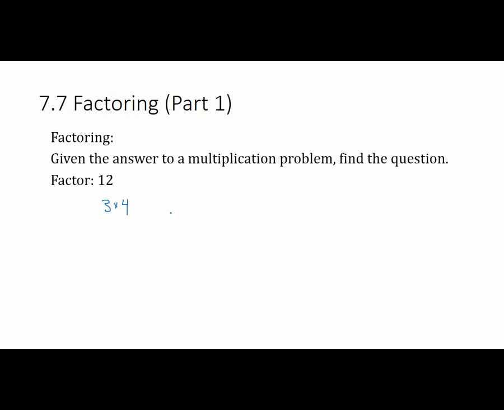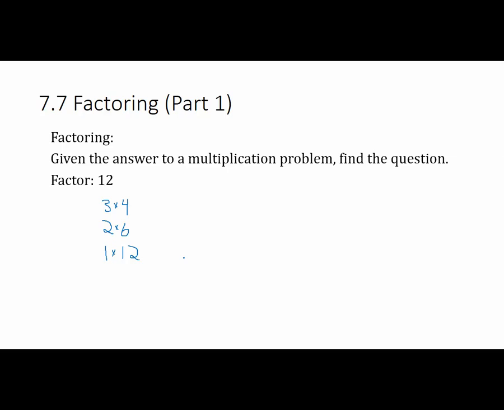That's not the only answer, though. If you think about it a moment, you might say, oh, well, 2 times 6 is also 12. And if you thought about it a little bit harder, you might say, oh, well, I could also say that 1 times 12 is 12. All those things equal 12. There are a lot of ways to factor most whole numbers.